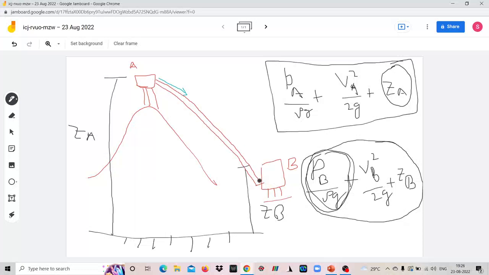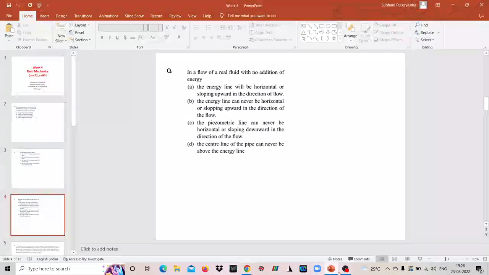So please keep it in mind that any fluid flows from a region of higher energy to lower energy. Okay, so I hope this situation is clear. Now let us look at the options. The energy line, by energy line, it means here the total energy line.